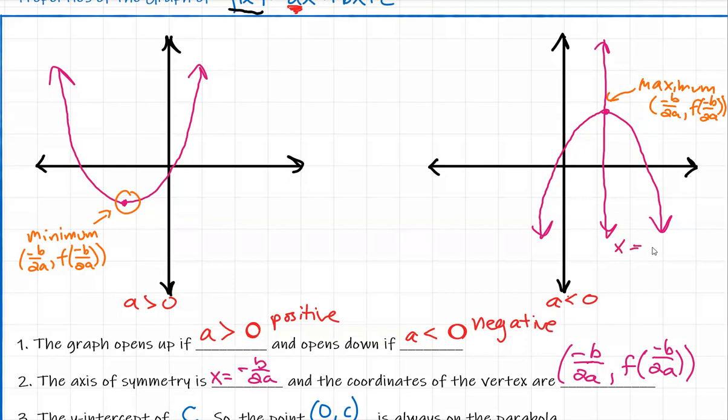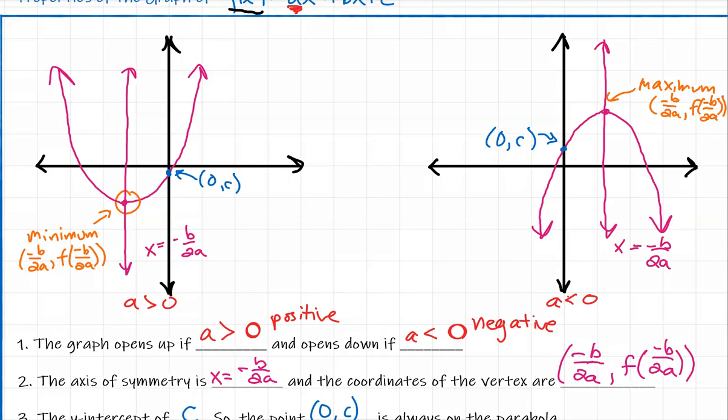It's a line, so remember, we have equations for lines. And it matches up with the fact that when we have x equals a number, we have a vertical line. Okay, same thing over here. Our axis of symmetry crosses through the vertex, and it's x equals negative b over 2a. And then lastly, we have our y-intercept, 0, comma c. Okay, so those are the general properties of our quadratic functions.